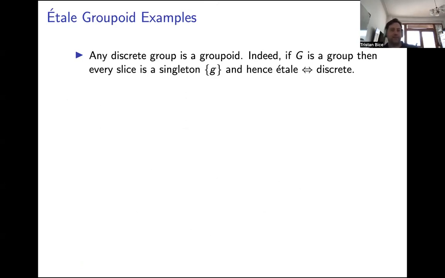Take any group, just give it the discrete topology. Well, then that's definitely going to be an Étale groupoid. I mean, because it's discrete, all maps are going to be open and continuous. So that's one way of seeing that it's Étale.